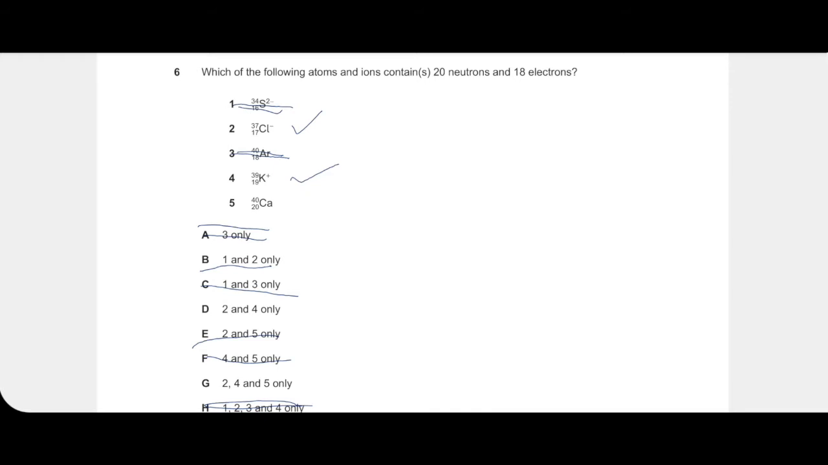Now, number 5. The number of neutrons in number 5 is 40 minus 20, which is equal to 20, and the number of electrons is 18, no, it's not 18, it's 20. The reason why it's 20 is because it's an atom, not an ion, and the number of electrons denoted by the atomic number is 20. Therefore, number 5 does not meet the requirement of 20 neutrons and 18 electrons. We can eliminate G, and our answer is D. That's question number 6 completed.